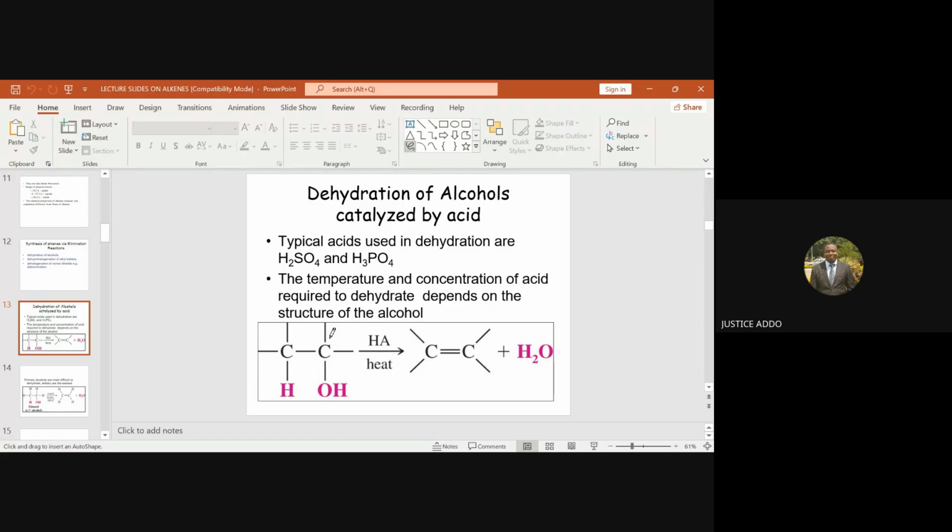So anytime you are given an alcohol under acid-catalyzed conditions and heat, and you are asked to form an alkene product, know that the double bond will be formed between the carbon where the OH is attached and the adjacent carbon where you remove the hydrogen.